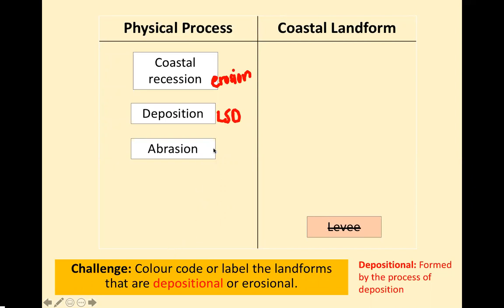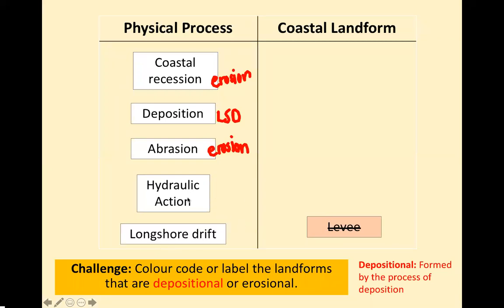Abrasion is a type of erosion. This is when rocks are thrown against the cliff by waves. So rocks are almost used as armor, as missiles against the cliff, and chip away at the rock on the cliff. Hydraulic action is also a type of erosion. And then finally, we have longshore drift. So this is where our deposition comes into play. Transportation is the movement of sediment along a coastline.